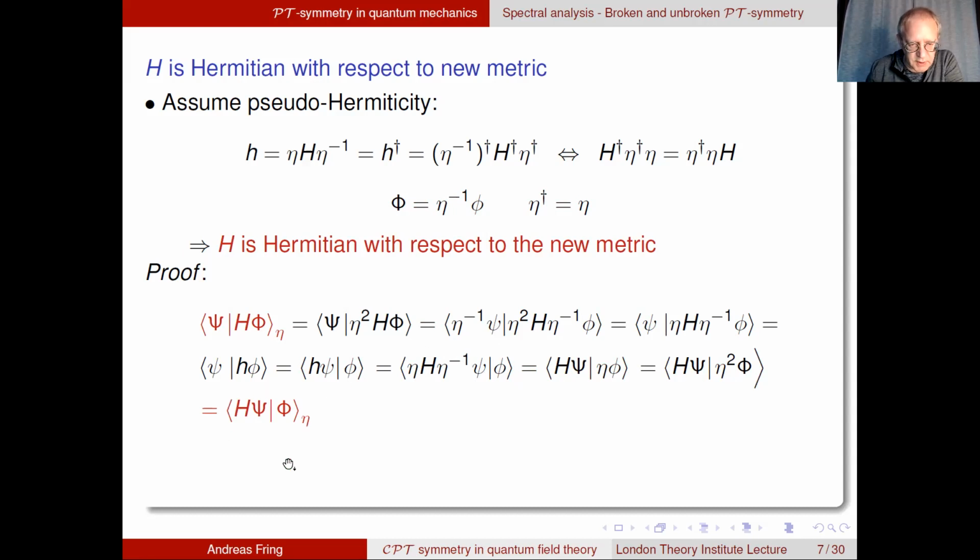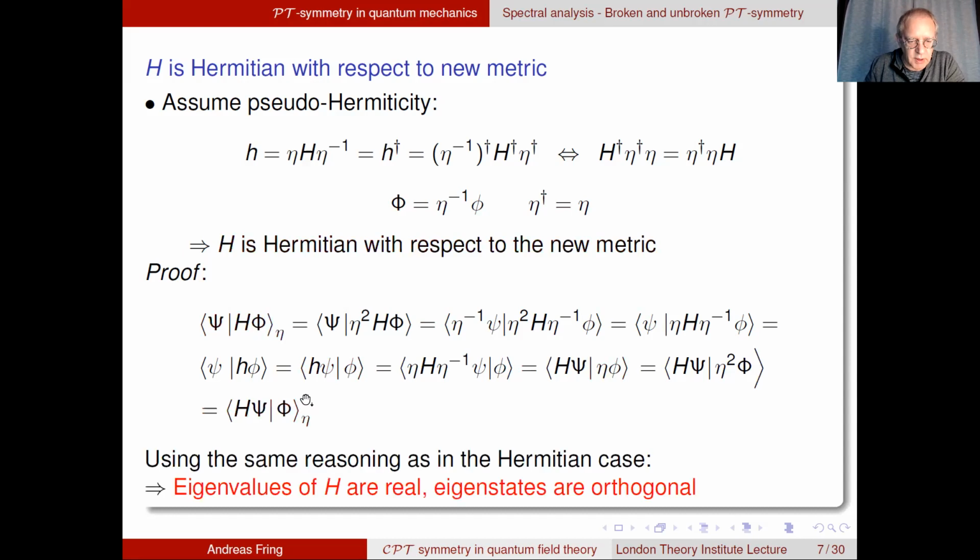So I can rewrite this as H psi phi. And you have seen here now that I can pull the H from the right to the left. And that means in this metric, H is Hermitian, and I can simply open any quantum mechanics book and use the same reasoning as in the Hermitian case and show that the eigenvalues for H must be real and the eigenstates are orthogonal. You may say, hang on, but there was some breaking of the symmetry before in the spectrum.